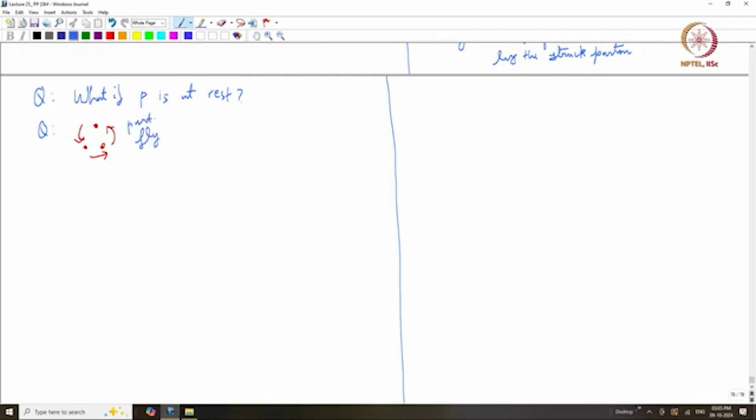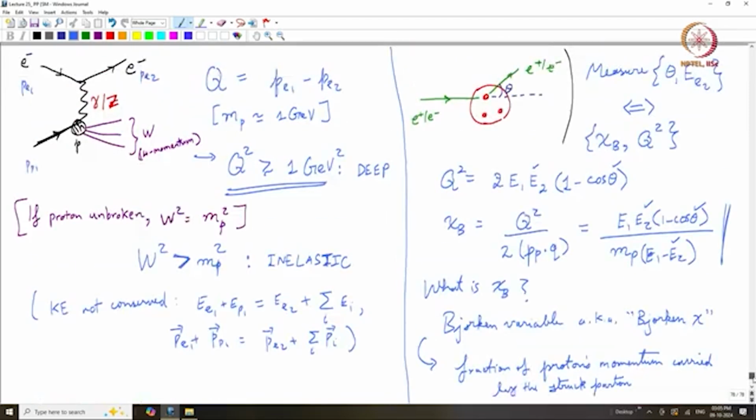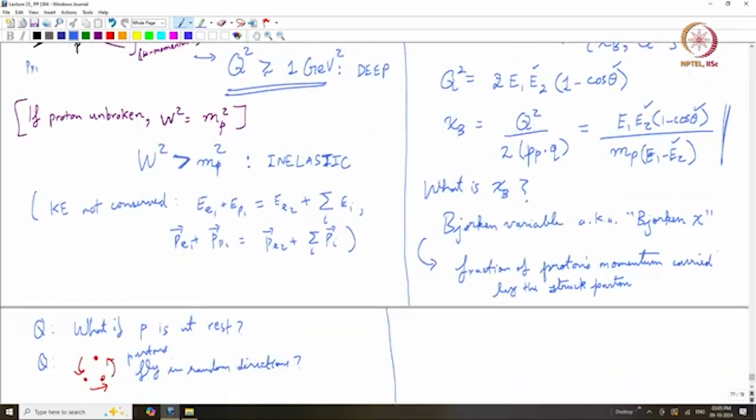So, partons fly in random directions. If that is the case, what right do I have to talk about the fraction of momentum carried by a parton, correct? What if they are not parallel to the proton, right? So, what I said here is not the complete picture. This is just a very colloquial or very heuristic way of saying it.